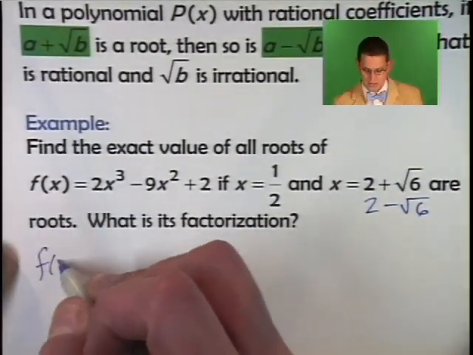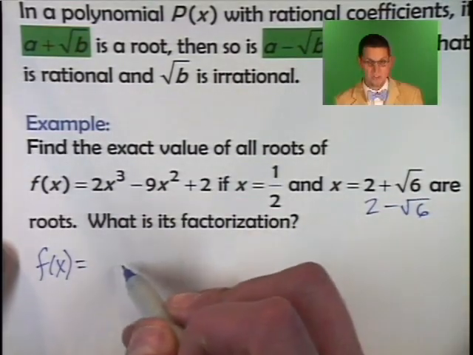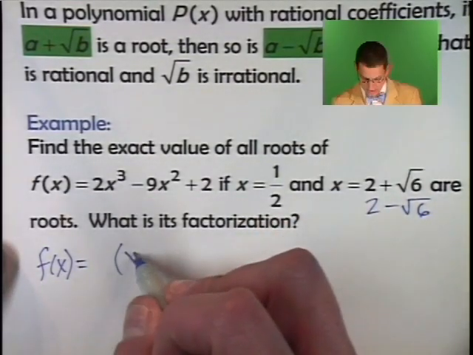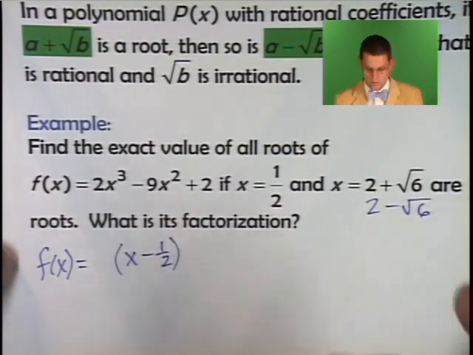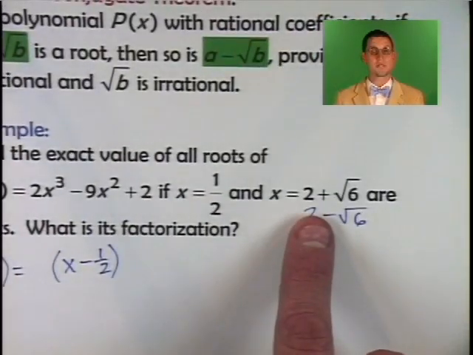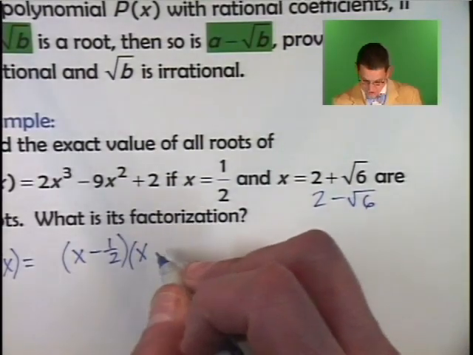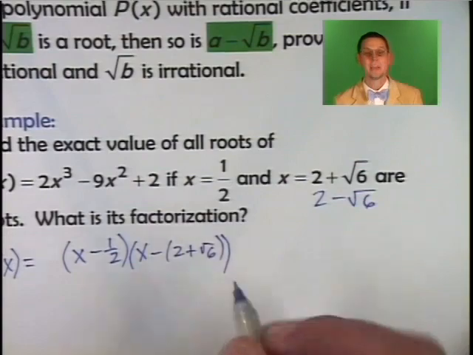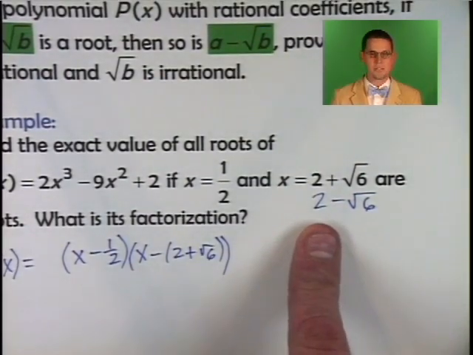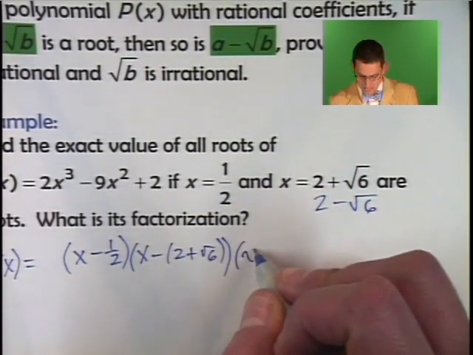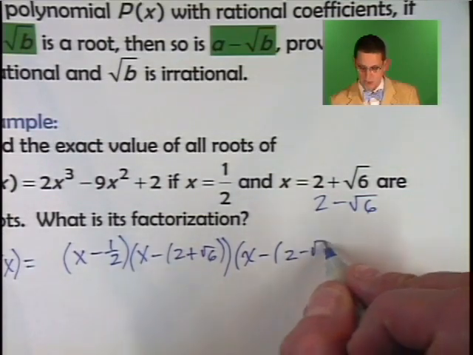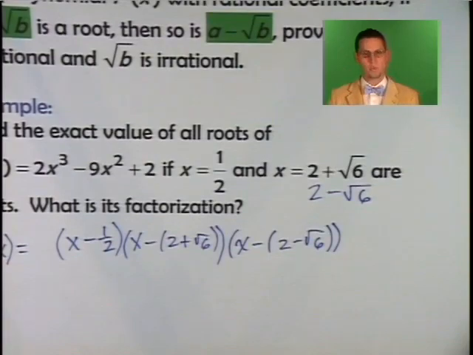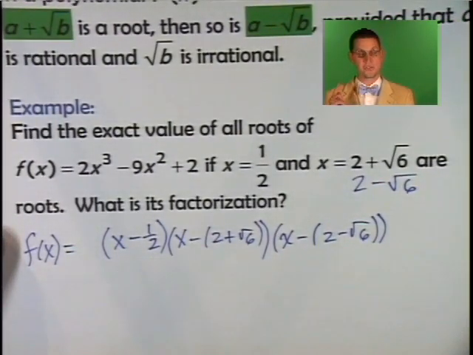So f of x is going to equal, I'm going to leave a little space here in the front. If 1/2 is a root, then x minus 1/2 is a factor. If 2 plus the square root of 6 is a root, then x minus the quantity 2 plus the square root of 6 is a factor. And if 2 minus the square root of 6 is a root, then x minus the quantity 2 minus the square root of 6 is a factor. Now, notice one thing about this. Having the linear factorization is great.